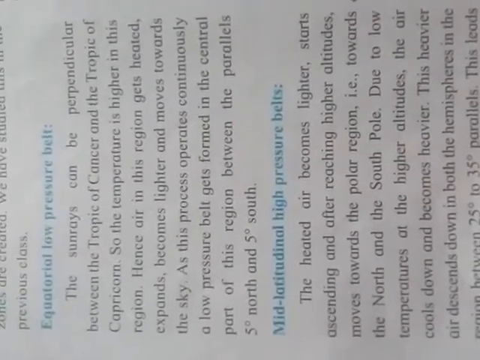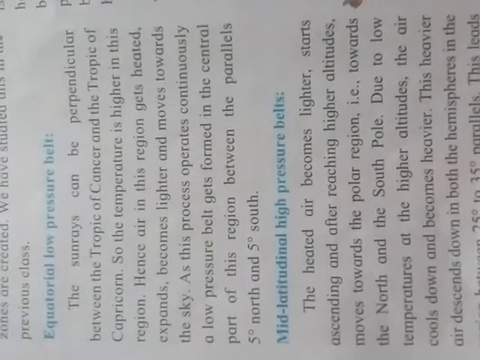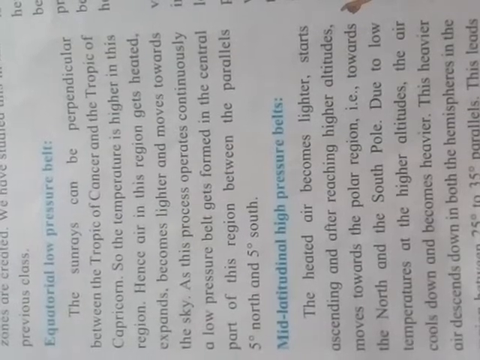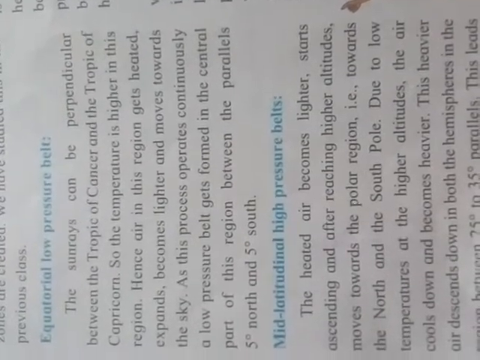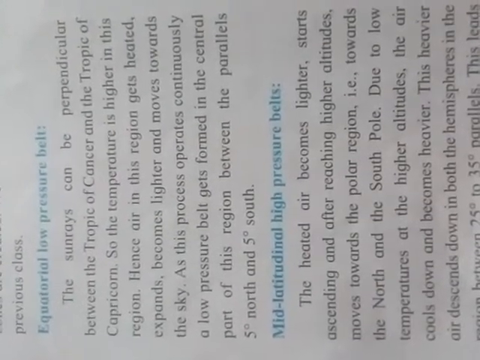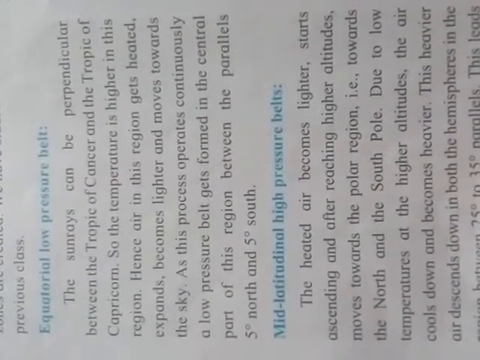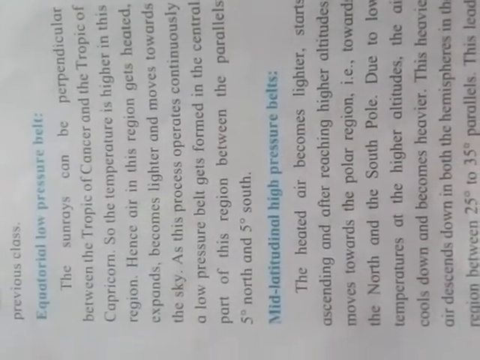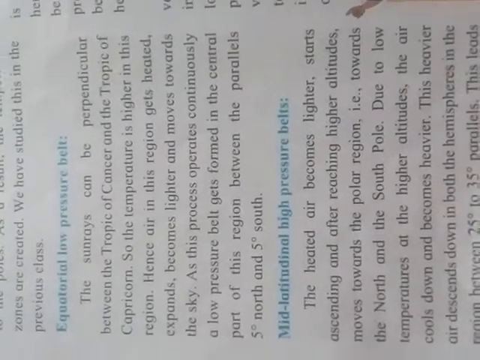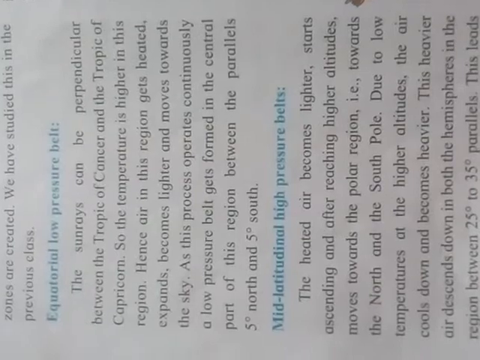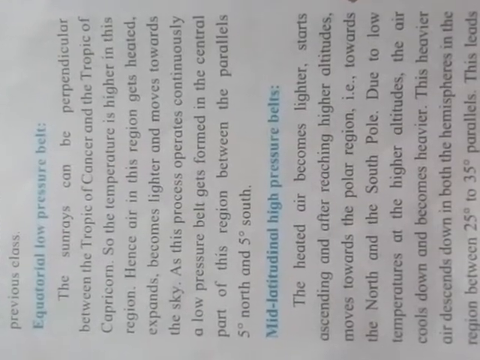The sun rays are perpendicular between the Tropic of Cancer and the Tropic of Capricorn. The temperature is high, the air gets heated, expands, becomes lighter and moves toward the sky. This process operates continuously, and the low pressure belt is formed in the central part of this region, between 5 degrees south and 5 degrees north.